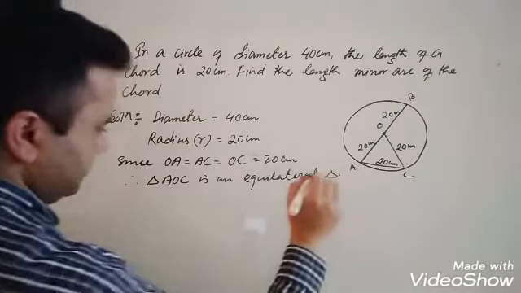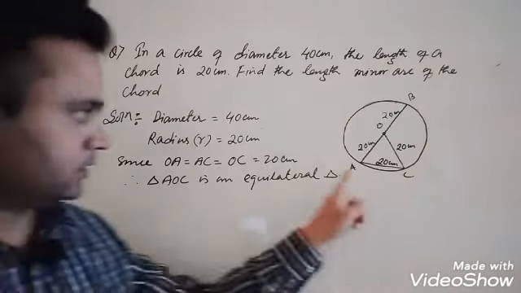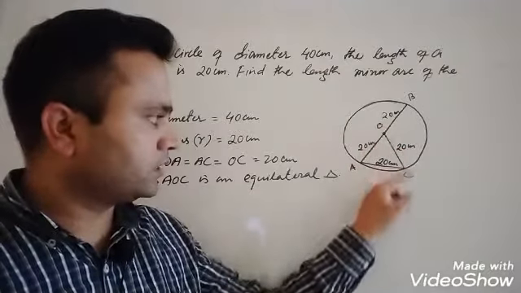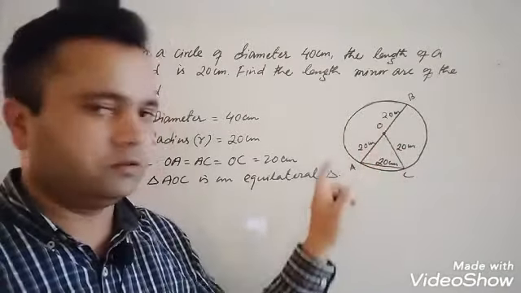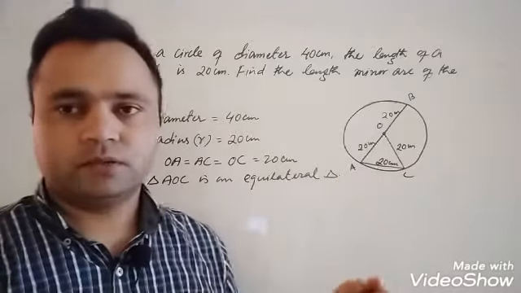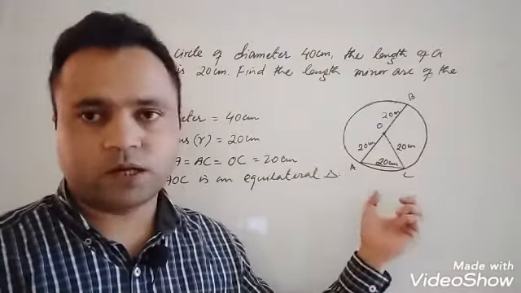Equilateral triangle. AOC is an equilateral triangle. Why is AOC an equilateral triangle? Because all the sides are equal. So all the sides are equal means the triangle is equilateral.